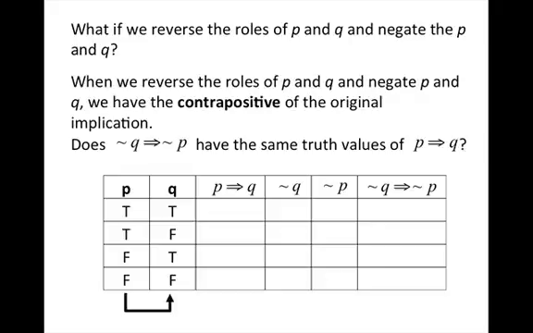So for my original implication, it starts with a P and ends with a Q. So start with your P column and go to your Q column. You're looking for a true implies false, which is in row 2. That's the only time the implication is false. So it's true everywhere else.